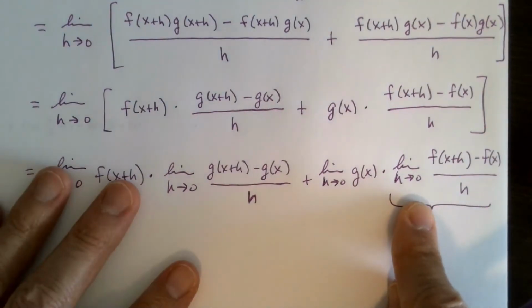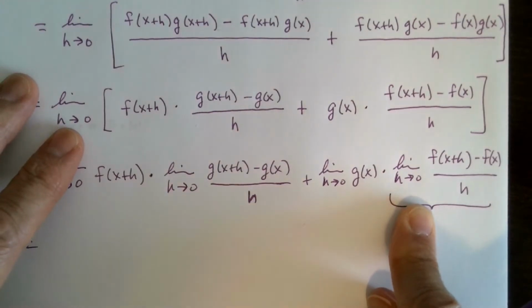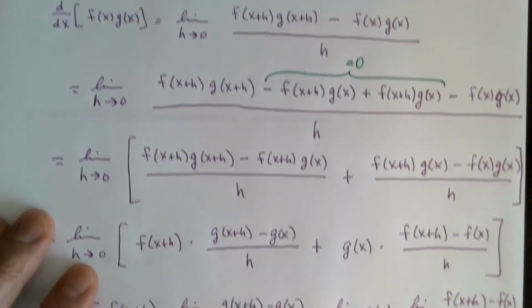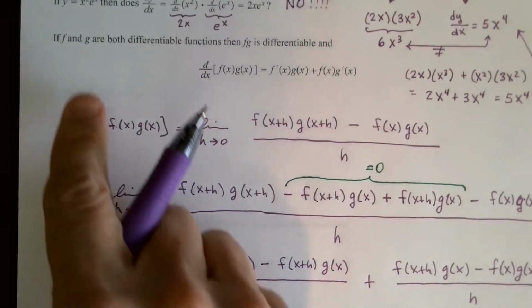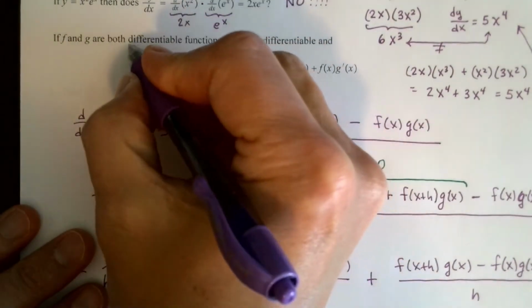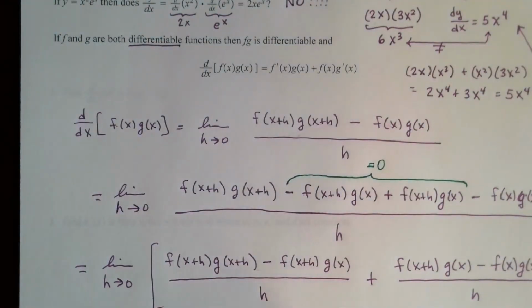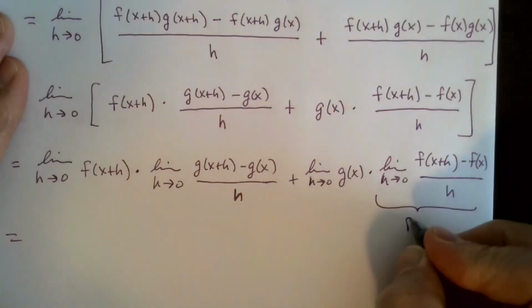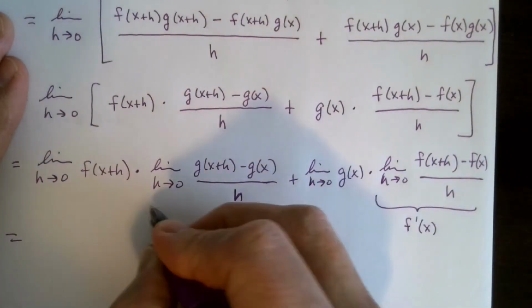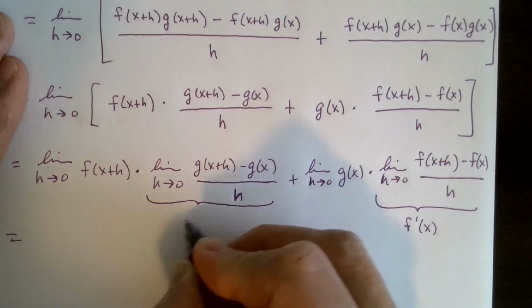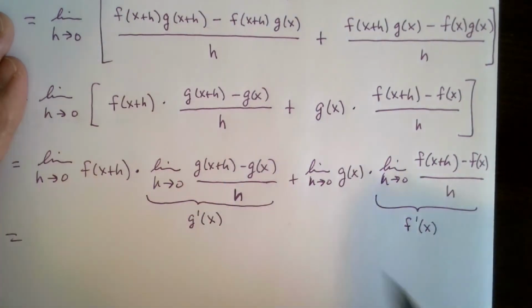Do we know this limit exists? We do. How do we know this limit exists? The reason is f and g were what? Both what type of functions? Differentiable. What does it mean to be differentiable? They're differentiable when the derivative exists. So that means f and g, their derivatives both exist. And so this is indeed just f prime of x. In a similar way, this is g prime of x. g is also differentiable.